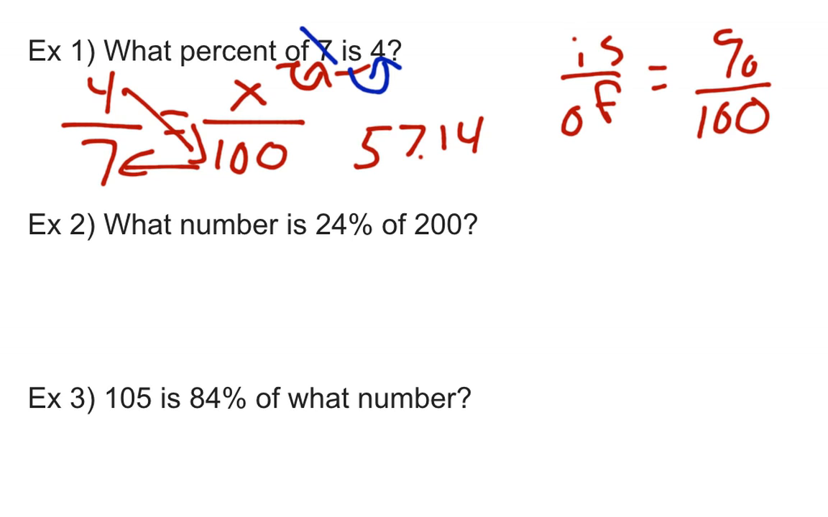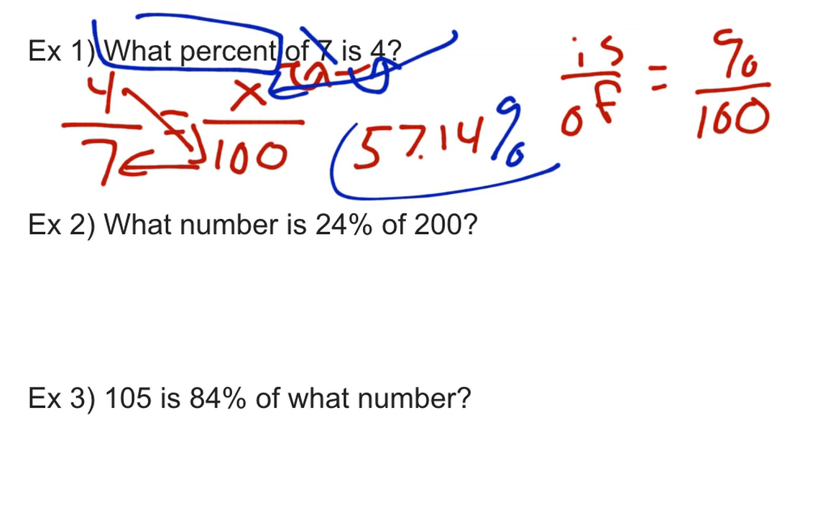And just think about this for a second. Which spot are we looking for? It said what percent, and we're looking for the number that is in the percent spot. So this 57.14 is going to be a percent because it's the number that's over 100. So I have to remember to put the percent sign on that one. If you're looking for the percent, it better have a percent sign on it.